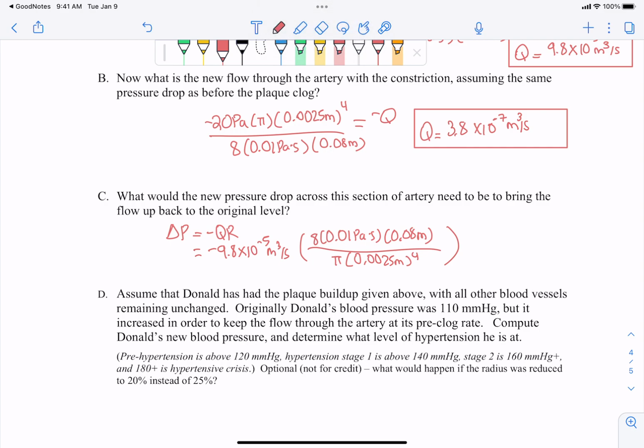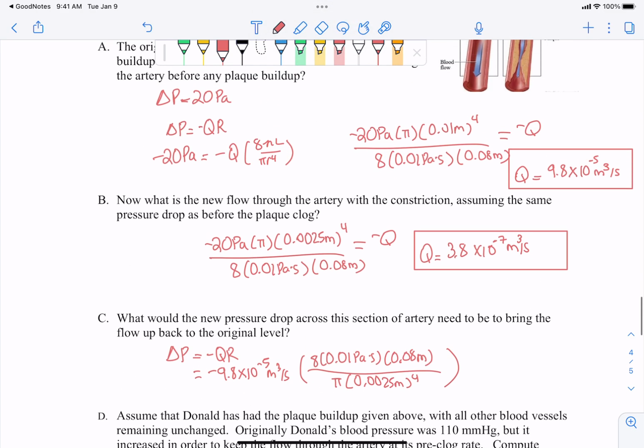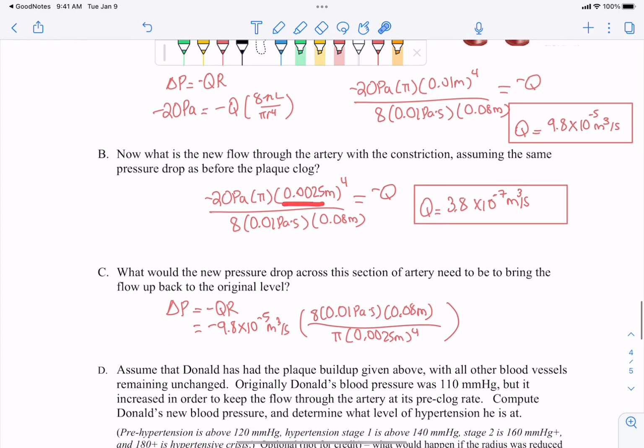So once again, this is saying that my artery before any plaque had a flow of 9.8 times 10 to the negative 5 meters cubed per second. That was before getting clogged up. This was after getting clogged up, so there's a decrease in blood flow. If I want to make sure that this blood flow comes back up to its normal value before getting constricted, how can I do that, given that my artery is now permanently clogged?